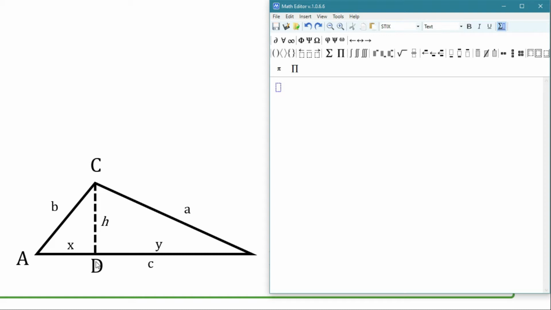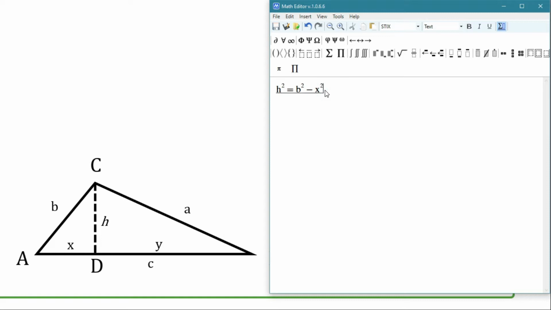Using the Pythagorean theorem, we will notice that B here would be our hypotenuse, and X is one leg of the right triangle. So in representing the measure of H, we have H square equals B square, since B is our hypotenuse, the longest side of the right triangle, minus X square. We have just represented the value of H in terms of the sides of right triangle CAD.